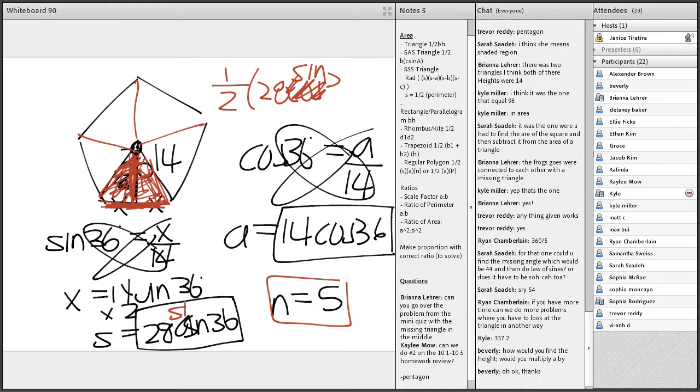This is sine down here. Sine 36 times the apothem, which is the height of the triangle. Okay, but you'll never find height of the pentagon. And then times the number of sides, which is 5. So that answer ended up being 466.0. Final answer. Okay, whew, that was fast.